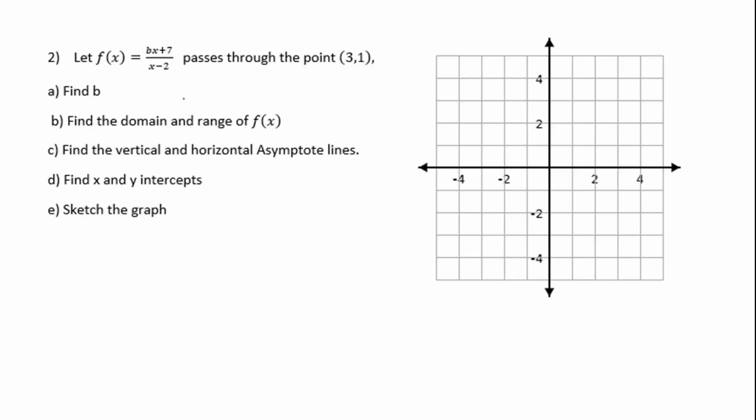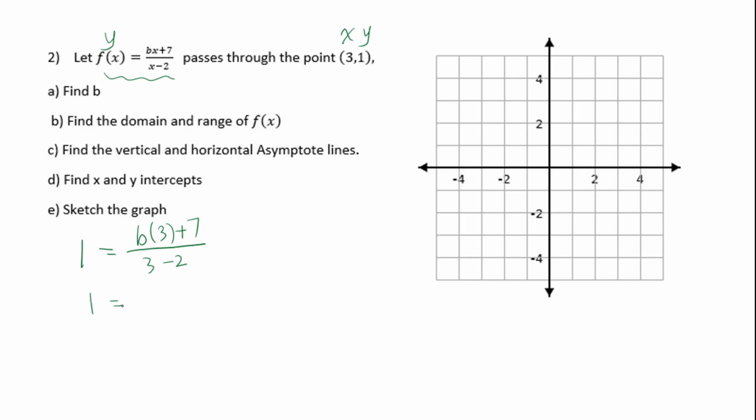Let's go to number 2. Let f of x equals (bx plus 7) over (x minus 2). It passes through the point (3, 1). Find the b. This is x, here's y. So we plug into the function. f of x is y. So we have 1 equals (b times 3 plus 7) over (3 minus 2).